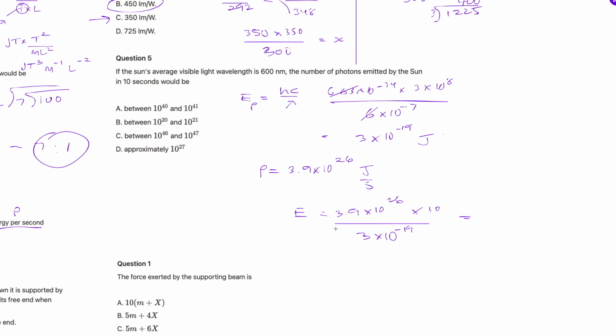So we can see again the digits out the front. 3.9 divided by 3 is 1.3, and then exponentially here we've got 10 to the 26 times 10, it's 10 to the 27, and then take away a negative 19 is then going to give us 46. And so, because it's greater than 1 by 10 to the 46, it's a little bit higher. So it's somewhere between 10 to the 46 and 10 to the 47, like that. There we go. All right.